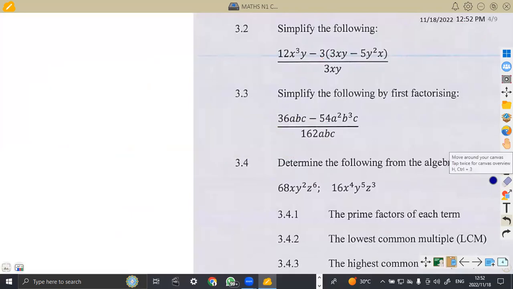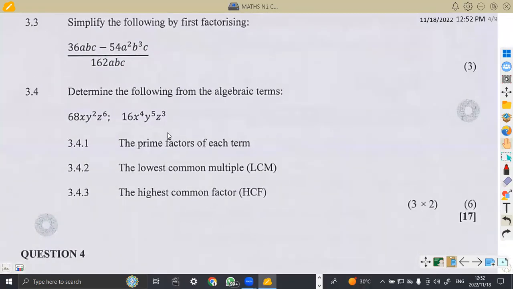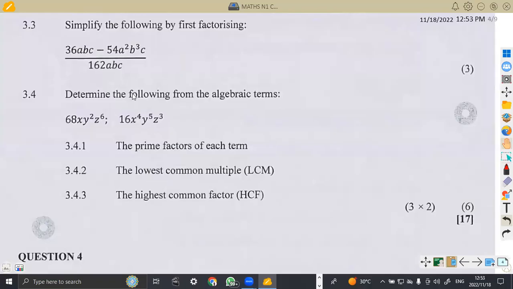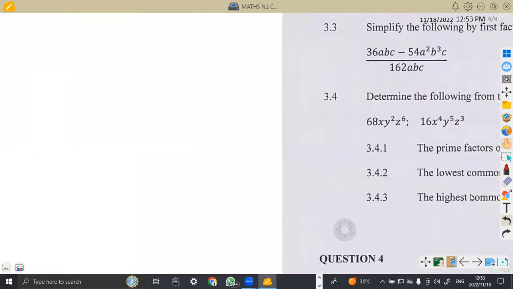Okay, let's move on to 3.4. Determine the following from the algebraic terms. Already we are given the algebraic terms. We're asked to find the prime factors of each term. These are the terms, 168, and we've got this. So here, guys, we have to at least work it down aside.